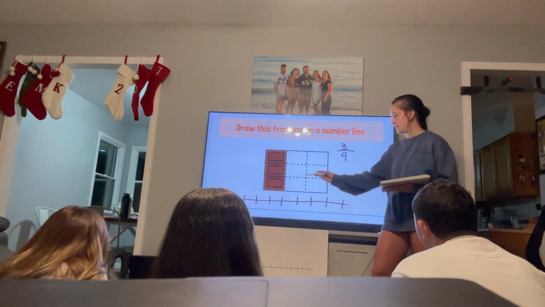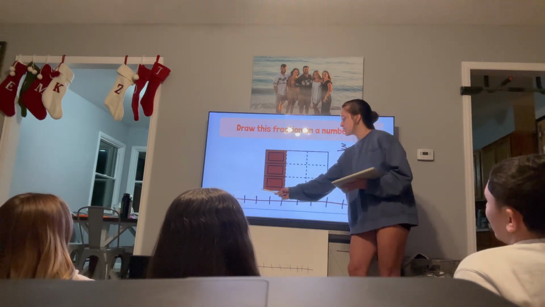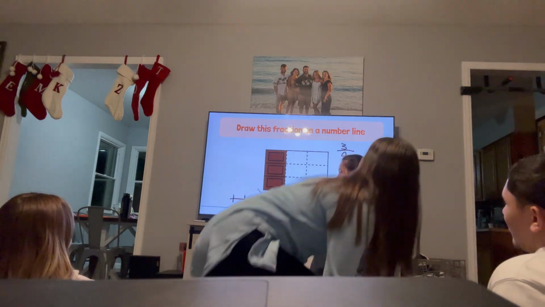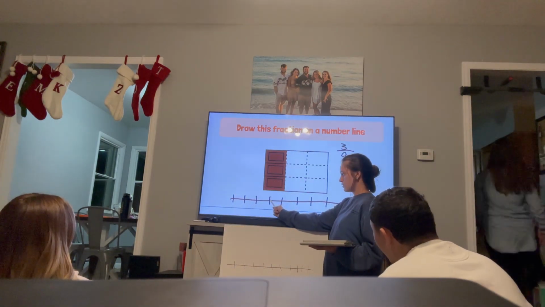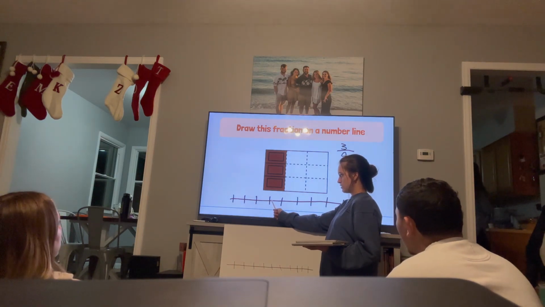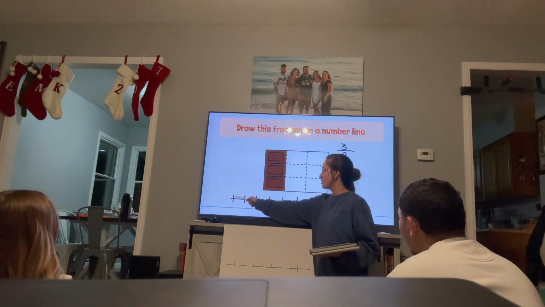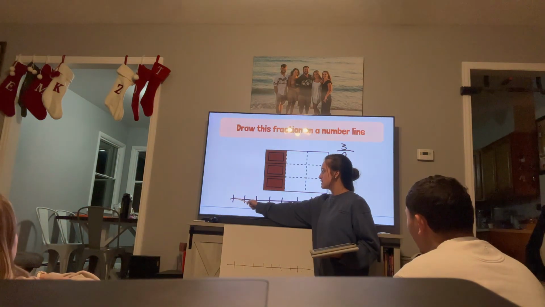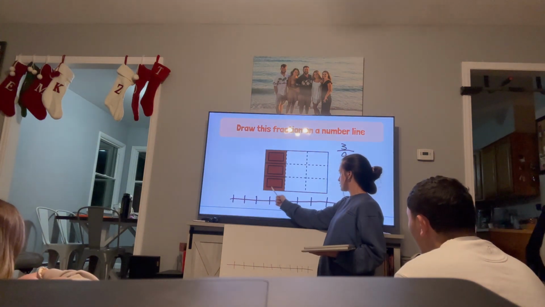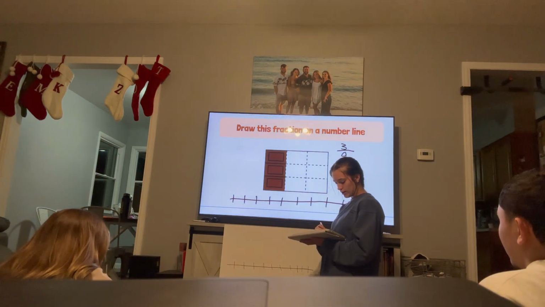So, where would that go on this number line? Can you count them with us, please? Yes. 1, 2, 3, 4. Would it go right here? No. Let's count again. This is 0. Oh, okay. 0 to 1, 1 to 2, 2 to 3. 3 right there. Right here. Good.